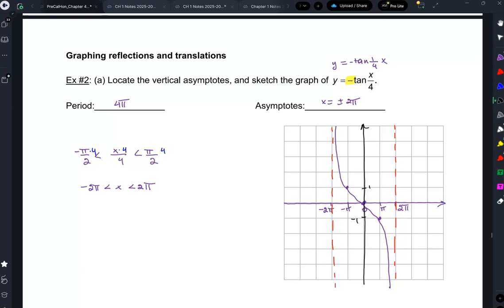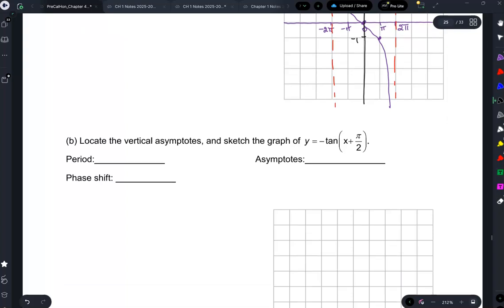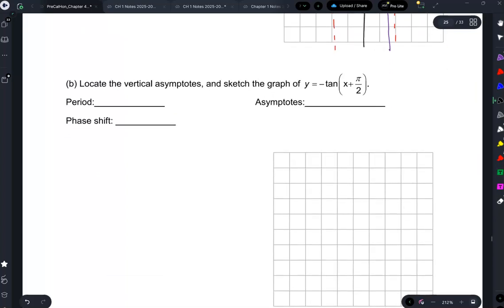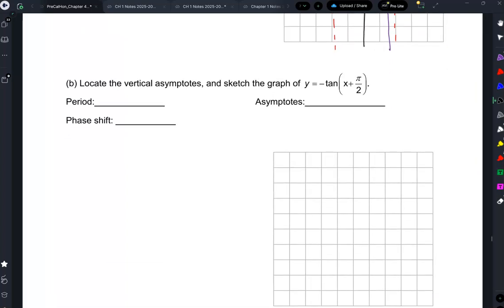Yep. Y'all ready for phase shift? Yep. Phase shift. Okay. Oh, this one has a reflection and a phase shift. Whoa. What's the B for this one? What's B? 1. So period is pi.